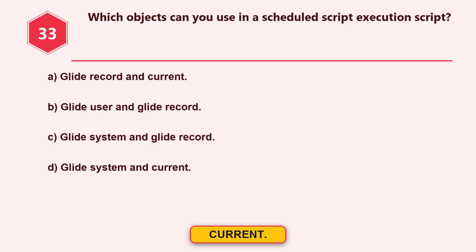Option A. GlideRecord and Current. Option B. GlideUser and GlideRecord. Option C. GlideSystem and GlideRecord. Option D. GlideSystem and Current.